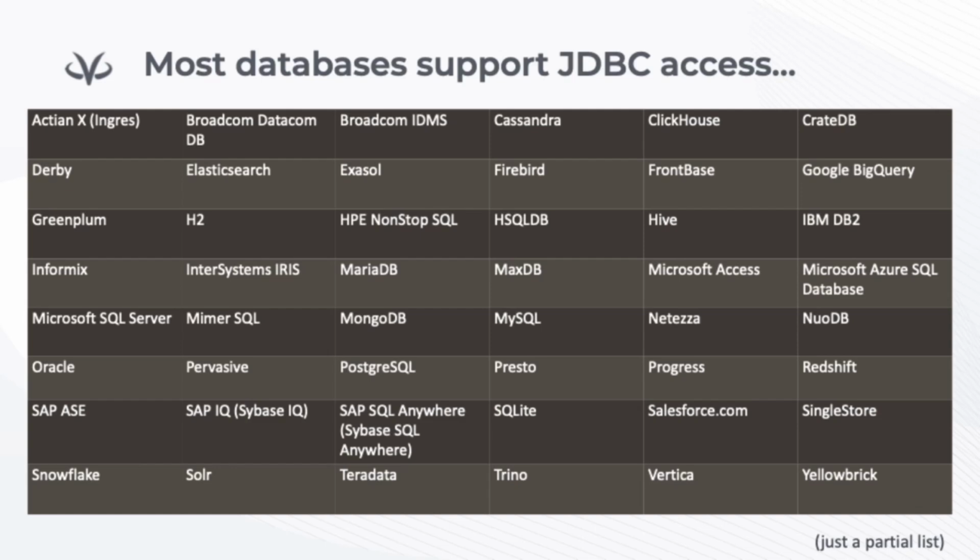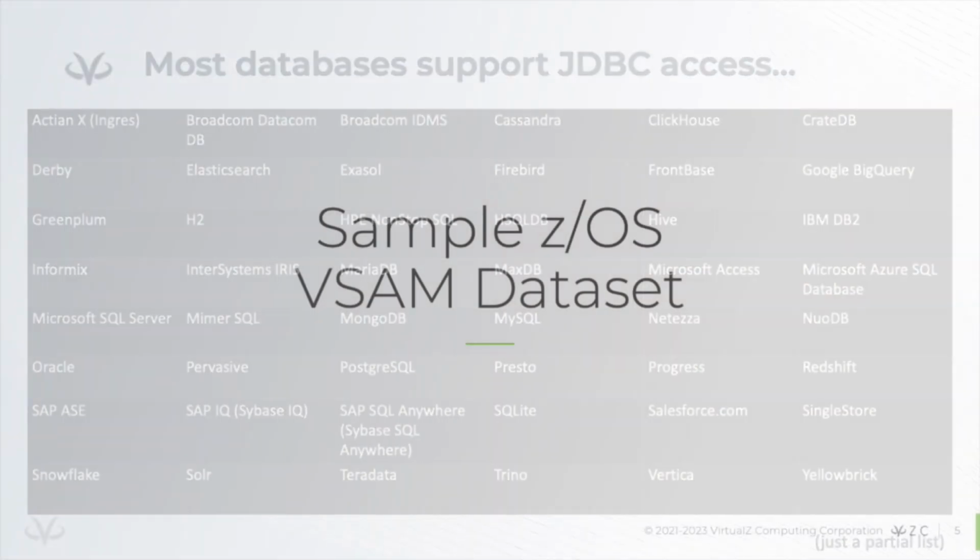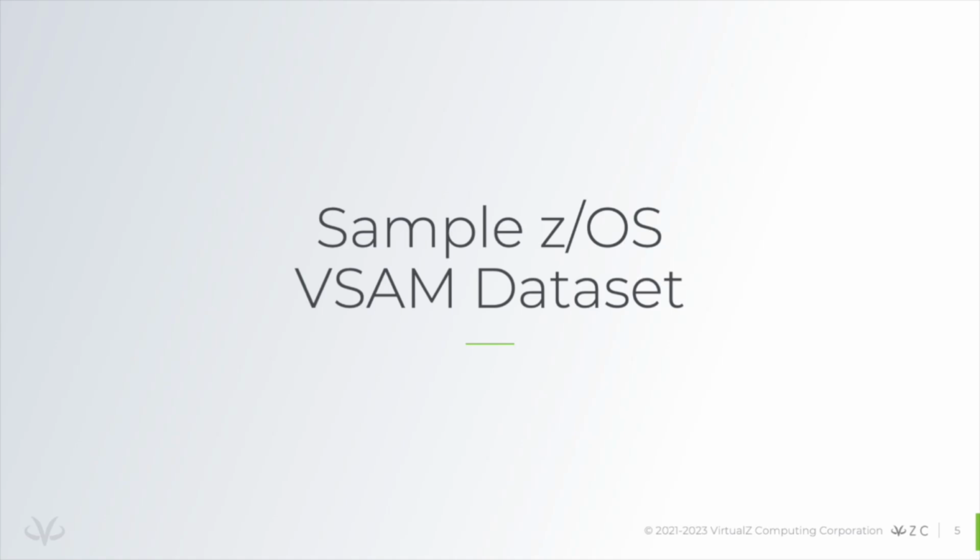Just as a quick example, here is a partial list of the database products that support JDBC. These should be familiar names, but this is just scratching the surface of what is possible. Because we use JDBC, PropelZ can load data into any of the databases with a simple configuration change to locate and access the target database. Let's take a look at how this works. First, we'll review the sample data set we'll be using in this demonstration.